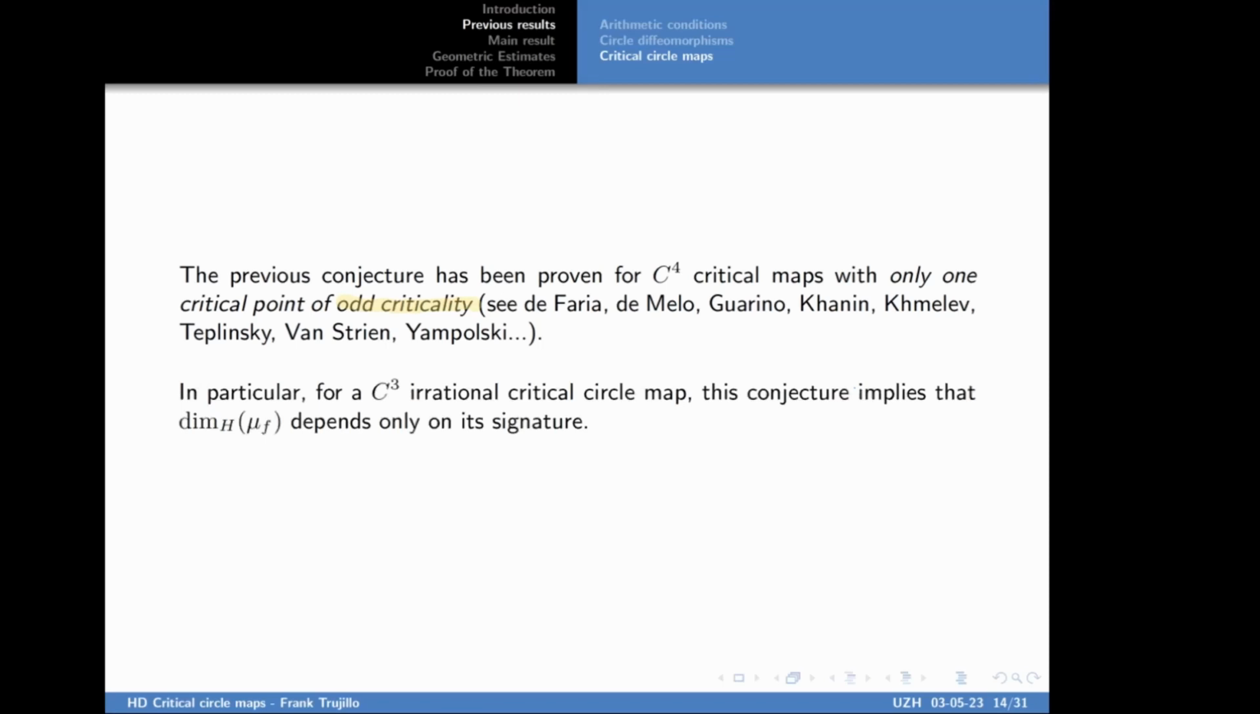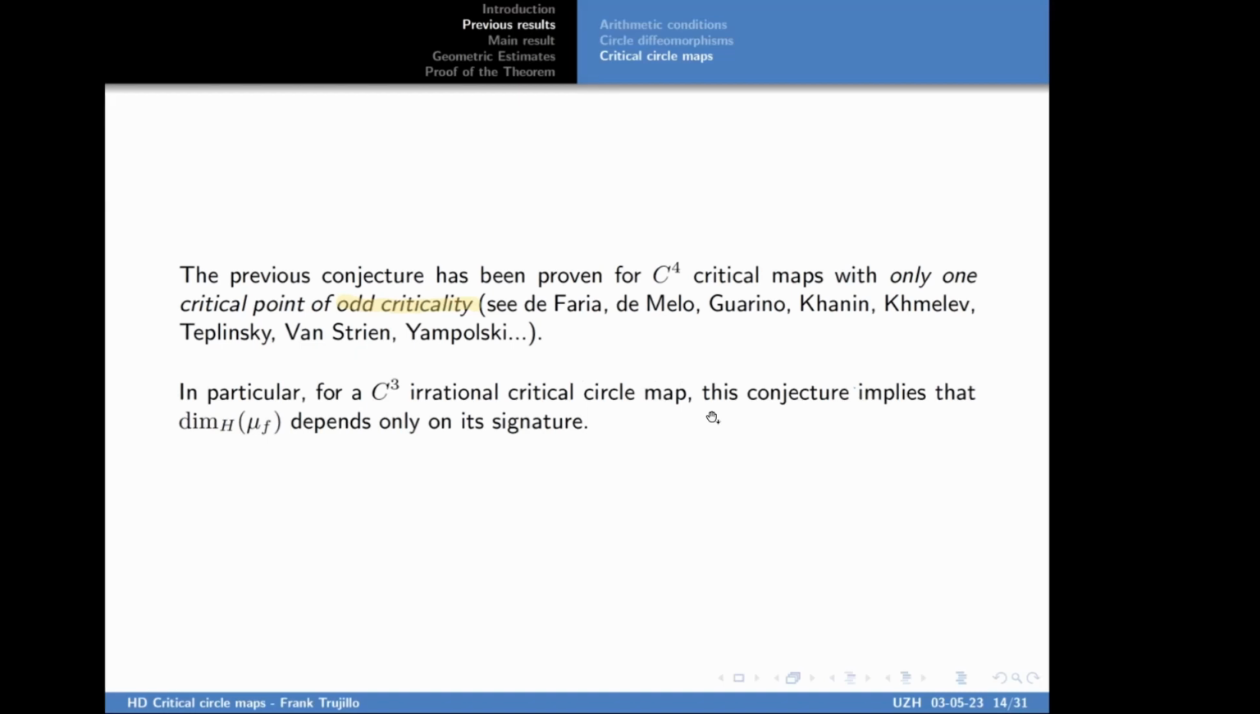The importance of this conjecture for me in this talk is that if this is to be true, then the Hausdorff dimension depends only on the signature of my map. So this is why I said at the beginning, it's not so weird to expect that I can somehow relate the Hausdorff dimension to the rotation number, because this is somehow what you expect.